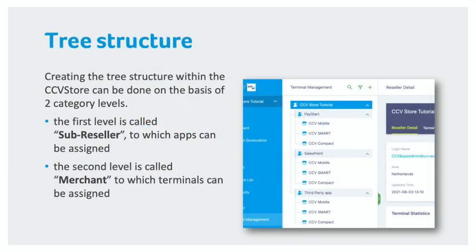Such a layout consists of a tree structure under which terminals can be grouped. Creating the tree structure can be done by the application of categories. The first category type is called sub-reseller, to which apps can be assigned. And the second category type is called merchant, to which terminals can be assigned.